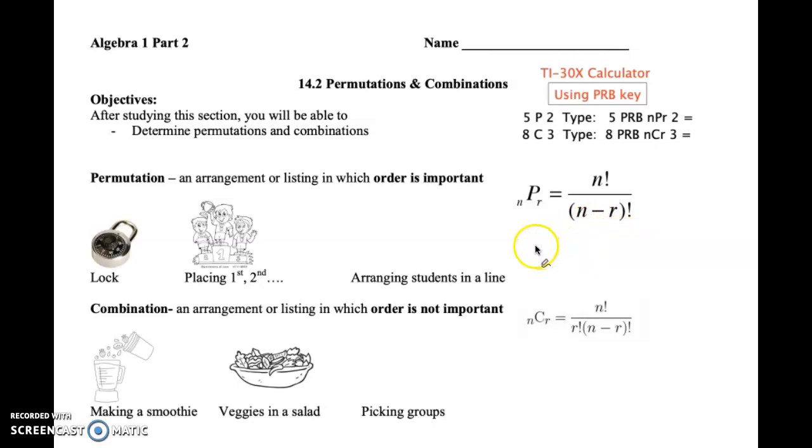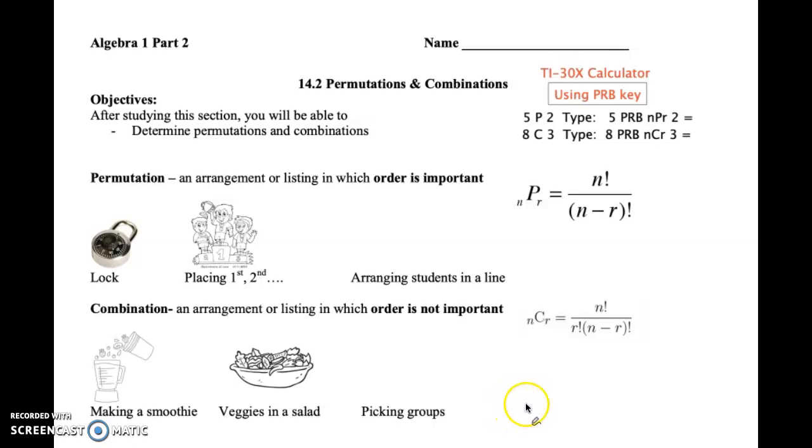Combinations, the order does not matter. If you're making a smoothie, it doesn't matter if you put in the strawberries or the raspberries first. Putting veggies in a salad, it doesn't matter how you put those veggies in. Picking groups, if you have 20 kids, you're just splitting even groups. I want 10 here, 10 here. The order you pick the kids to be on the group does not matter. So that's a combination. The order does not matter to the ending.